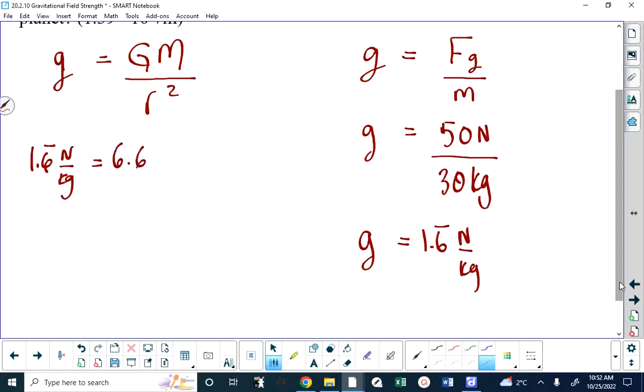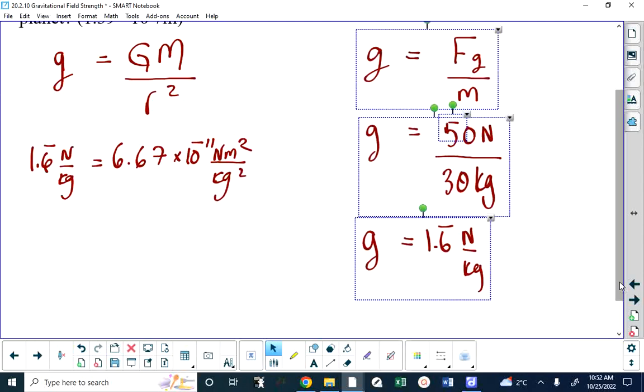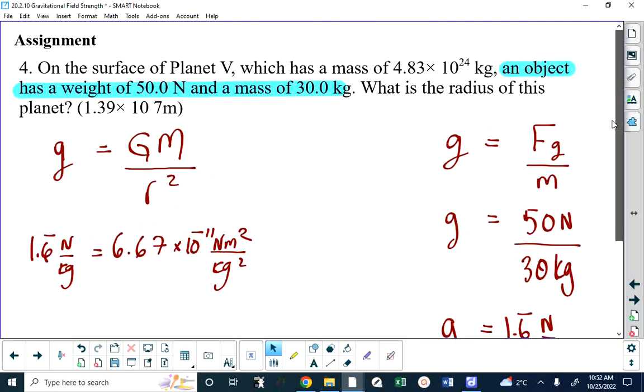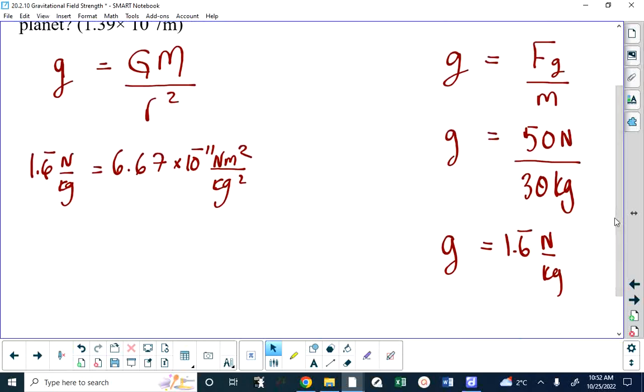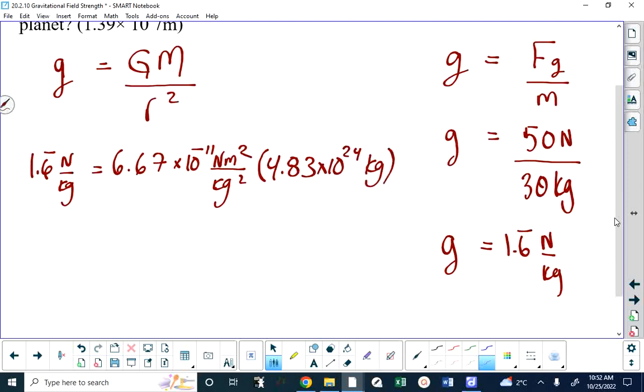You know, capital G is 6.67 times 10 to the negative 11 newton meters squared per kilogram squared. We also have the mass of the planet is 4.83 times 10 to the 24 kilograms. This is over r squared.